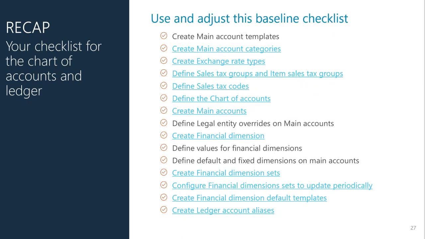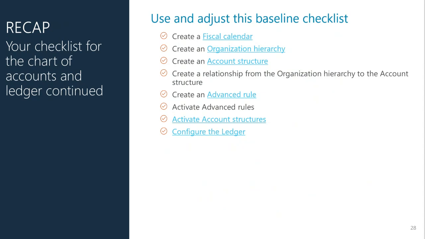So we encourage you to take this checklist and download it and use it to help you with your configuration process. It continues on our next slide here, so you can see it goes all the way to the very last step here, which is configuring the ledger. So all of the other configurations are the prereqs, if you will. Some of them are optional, some of them are mandatory, but if you do them in this sequence, it'll reduce the amount of back and forth that you might need to do and get you to that fully configured chart of accounts and ledger.